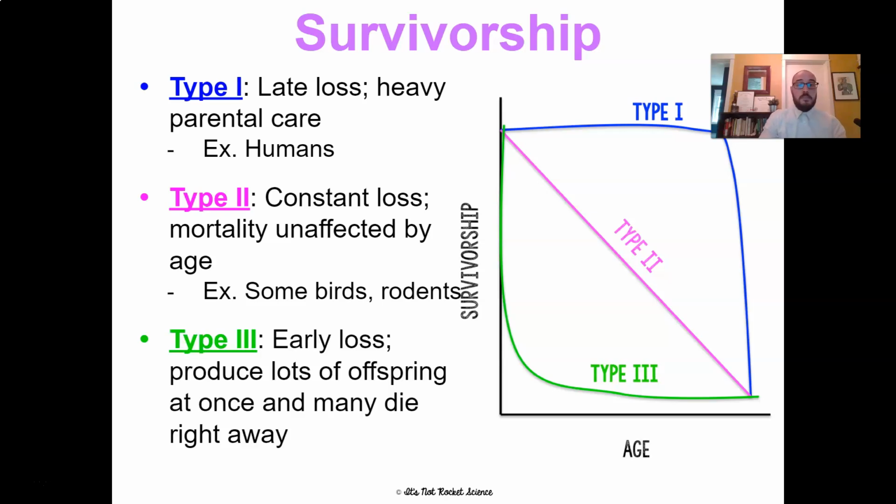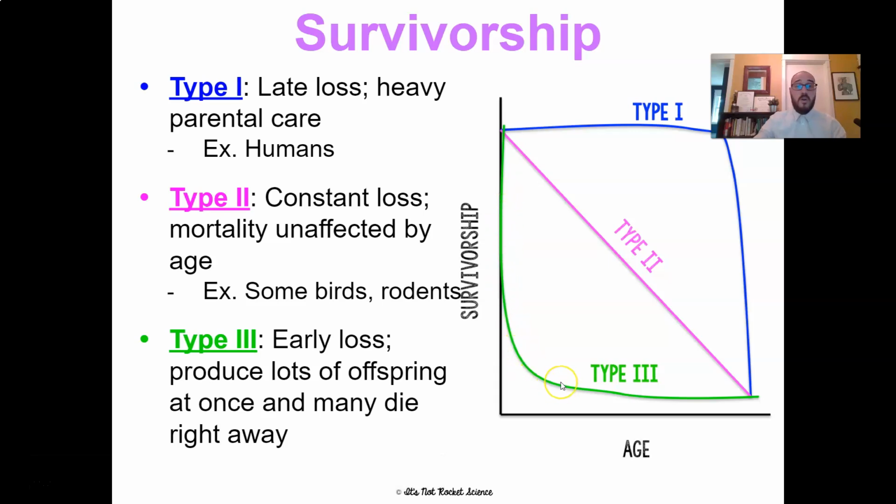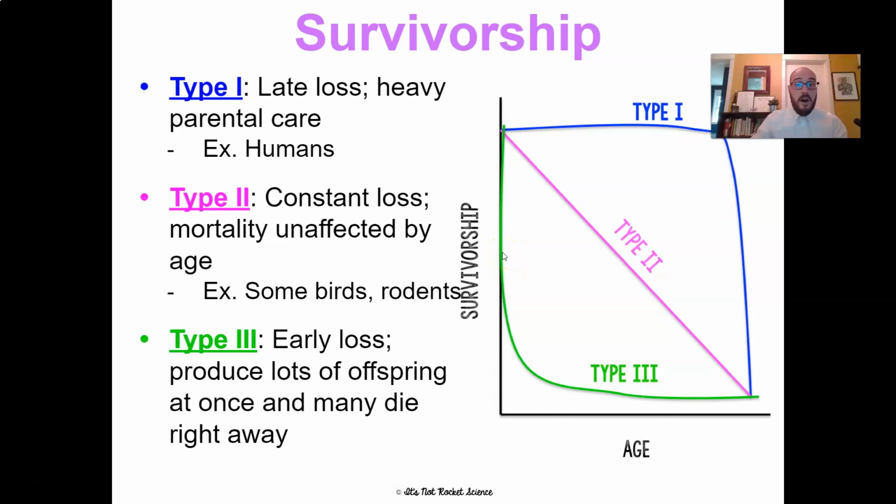And finally, we have a type 3 survivorship curve. You can see this here, dropping off. Okay, it's like a reverse exponential growth. You can see this dropping off rapidly right after birth. So you're going to have early loss. You're going to have a whole lot of offspring, and if you have a whole lot of offspring, you're going to have very low parental care. There's no way the parents of these organisms can provide individualized care to all of the offspring they're going to have. So why is this important?